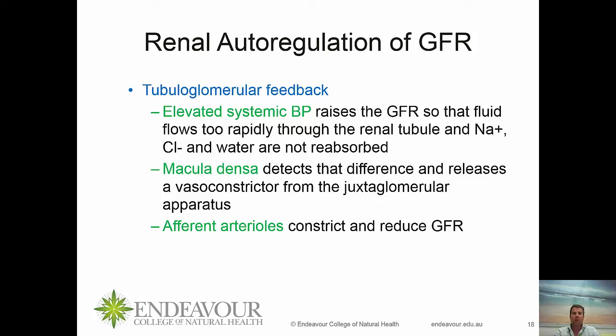Okay? So essentially what we've got is the same pattern. If we've got an elevated systemic blood pressure, it has the potential to raise GFR so that there's too much fluid going past the loop of Henle. And that gets sensed, and the macula densa cells release factors which make the afferent arteriole vasoconstrict, returning our GFR back to normal. Okay? So that's our renal autoregulation.